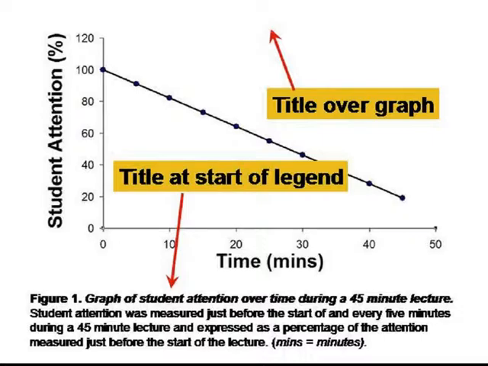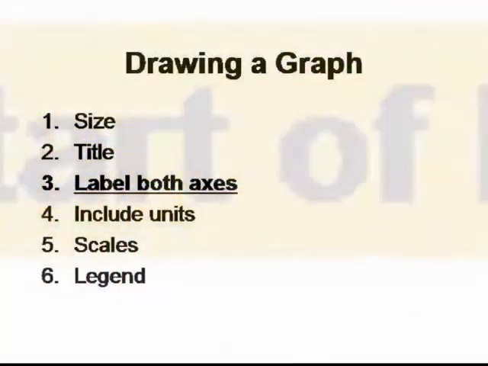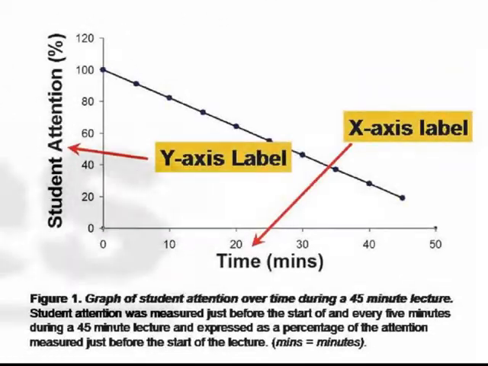Next we come to labeling the axes. Make sure you identify what the values on each axis are. Don't leave the reader to guess what's been graphed. In this graph, the y-axis label is student attention and the x-axis label is time.